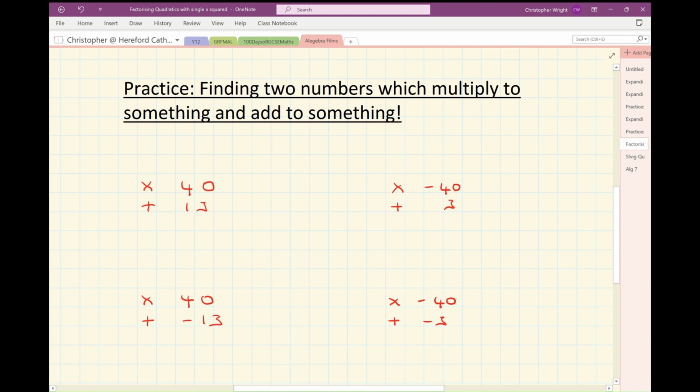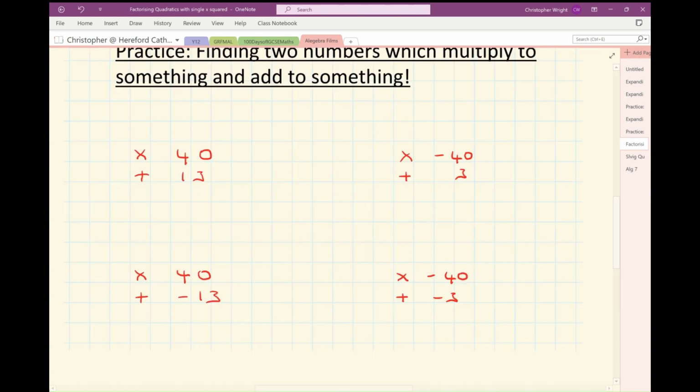Now, when we were looking at factorising quadratics with a single x squared, you'll have seen that you need to find two numbers that multiply to something and add to something. So let's have a look at a way of doing this so that you can factorise quadratics with a single x squared easily too. So let's have a look at these examples here, and then you can try some yourself.